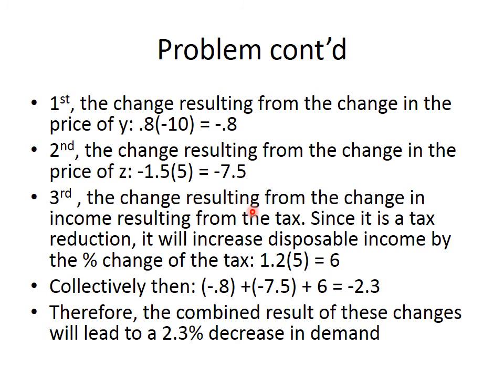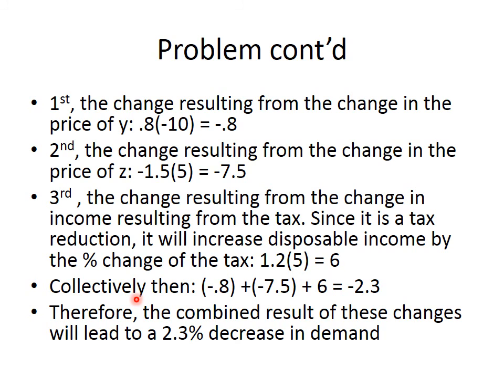Since it's a tax reduction, it increases disposable income. I mentioned that previously. Okay, and we have 1.2. That means that before, remember, it was an increase in the income tax or an increase in the property tax, and so it was a reduction in income. So we had negative 5. Well, this time it's an increase in income, so we have positive 5. So that will increase demand by 6%. That means that my product is actually fairly sensitive to income changes, which makes a certain amount of sense, so 6%.